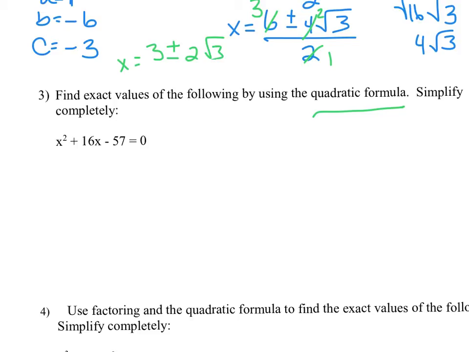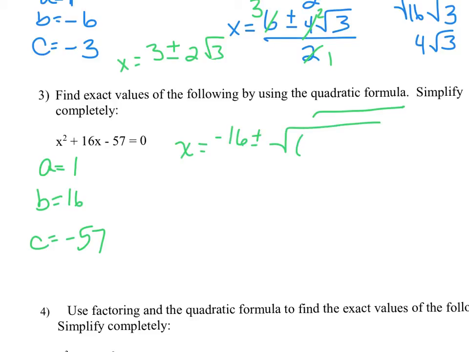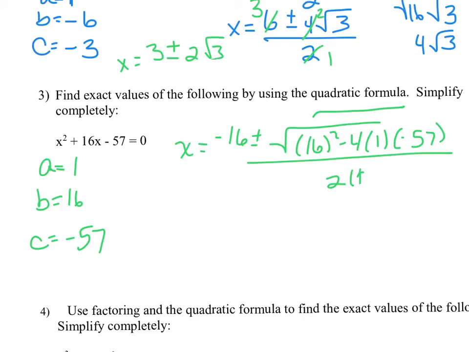It's already set up, set equal to 0 in descending order. So I just go right to A equals 1, B equals 16, C equals negative 57. That's right. And we simply plug it in. X equals negative B plus or minus the square root of B squared minus 4AC all over 2A. That's a 1. Okay? Now these numbers are good.